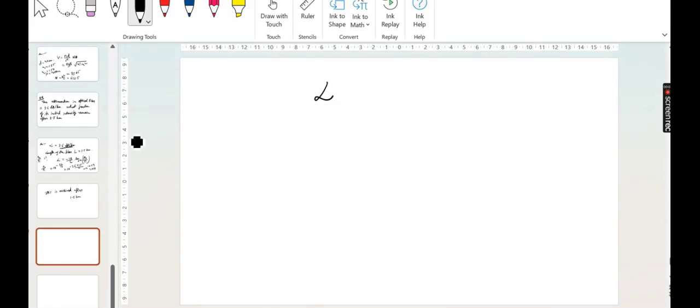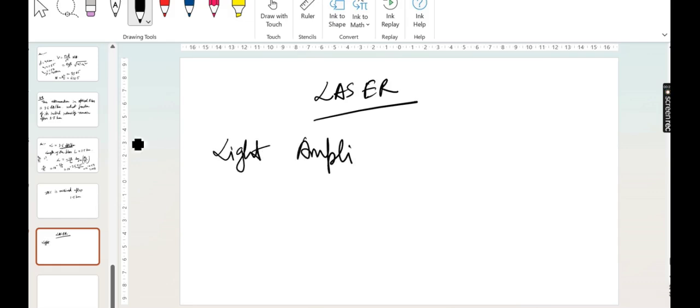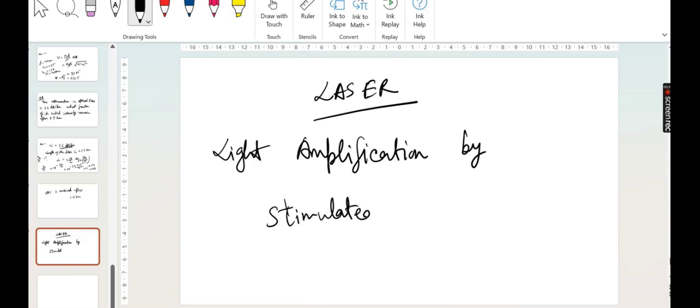Now we'll go to the discussion for laser. So we know what does laser stand for, basically. Laser is basically light amplification by stimulated emission of radiation.